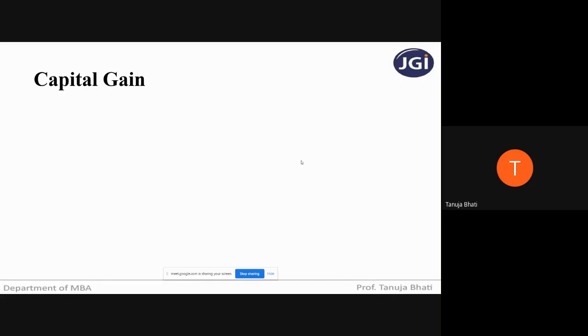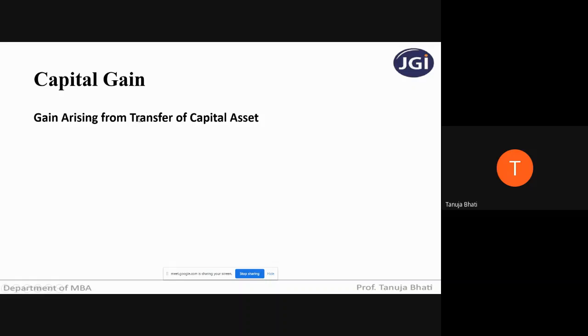Now, what is a capital gain, students? Simple. Gain is nothing but profit. So, any gain that you are arising from the sale of a capital asset, from the transfer of a capital asset, is said to be capital gains. So, gain arising from transfer of capital asset. Now we know the meaning of gain is nothing but profit or loss. If it is a loss, it is said to be capital loss.